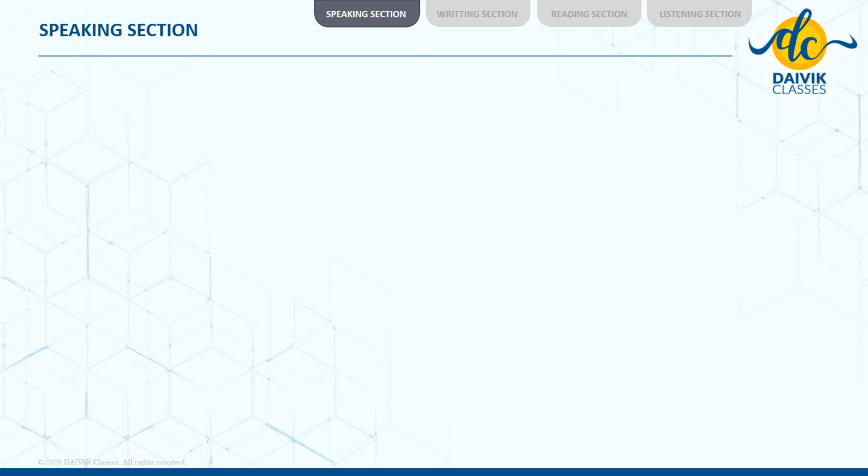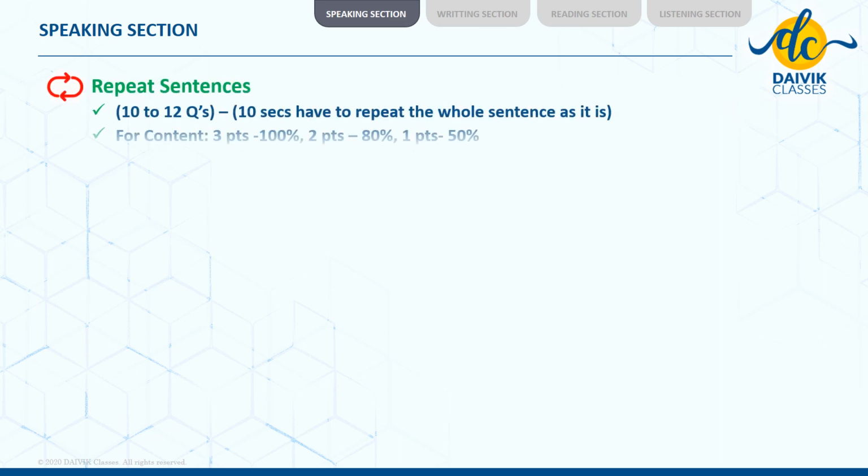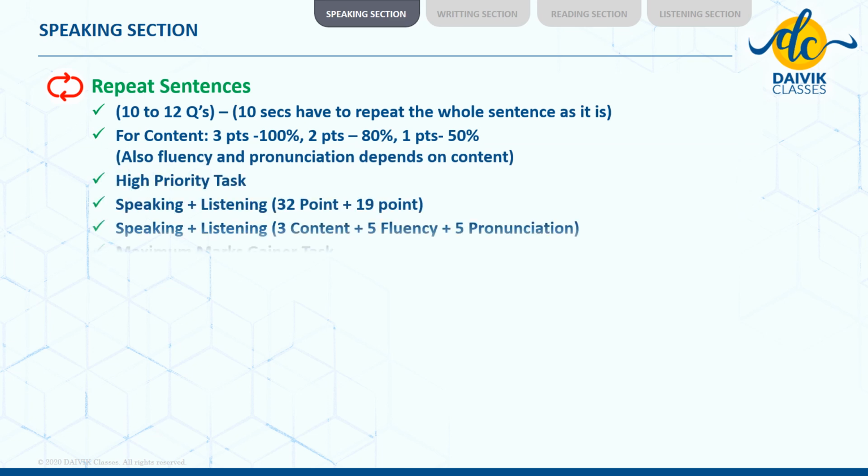This is another task belonging to the speaking section, that is Repeat Sentences. In Repeat Sentences, you will get approximately 10 to 12 questions wherein you have to repeat the same sentences, and you will get 10 seconds to repeat the whole sentence as it is. In this section, you will get 3 points if you repeat 100% of the content, 2 points if you repeat 80% and 1 point for 50%. Also, fluency and pronunciation depend on content.